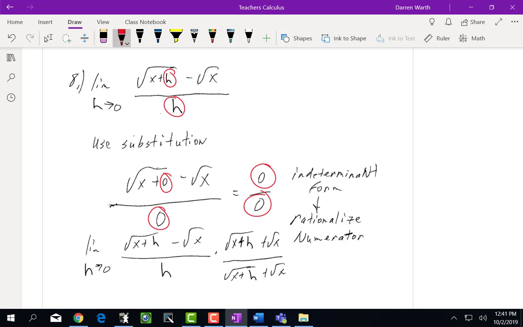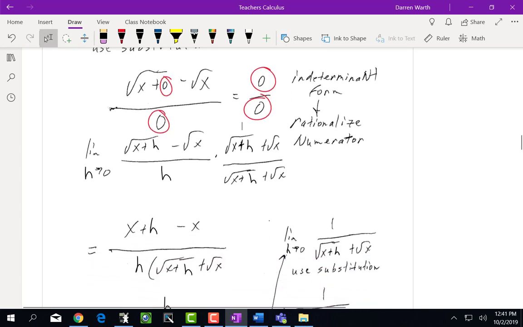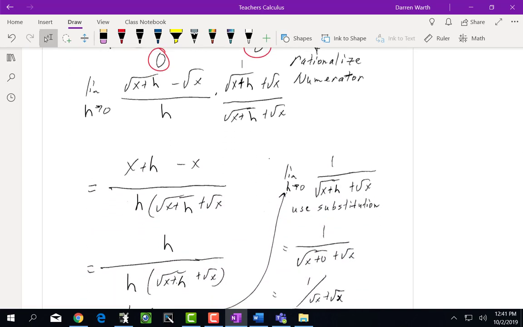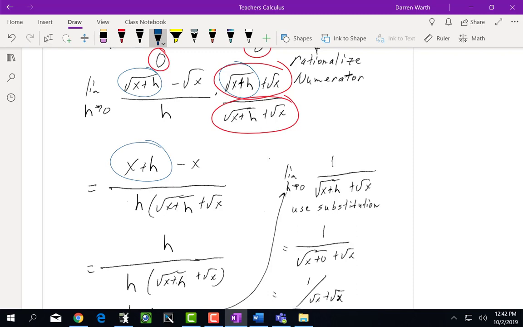So that indeterminate form tells me that I can go ahead and do something to still find the answer. So what I'm going to do is rationalize my numerator. So to rationalize the numerator, I'm going to multiply both top and bottom by the conjugate, which is the square root of x plus h plus the square root of x. So when I multiply this, I'm going to notice that when I multiply my firsts, the square root of x plus h times the square root of x plus h, that's just going to give me x plus h. And since they're conjugates, the outside and inside are going to cross out, so I just have to multiply the lasts.